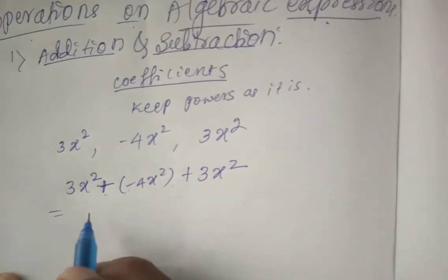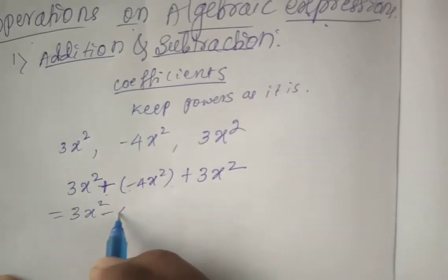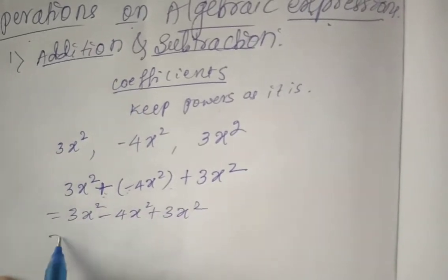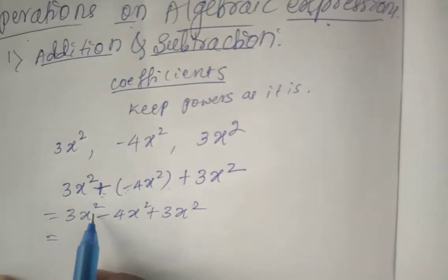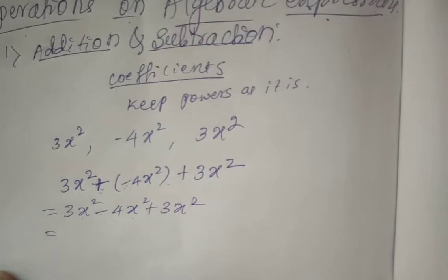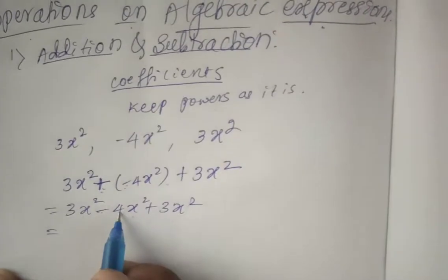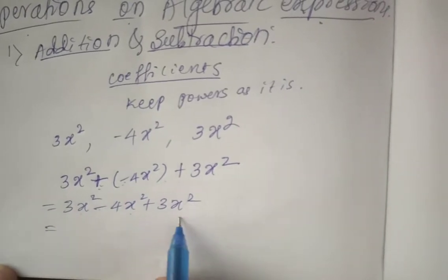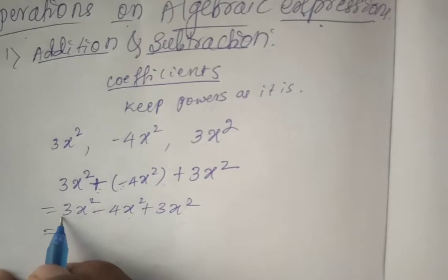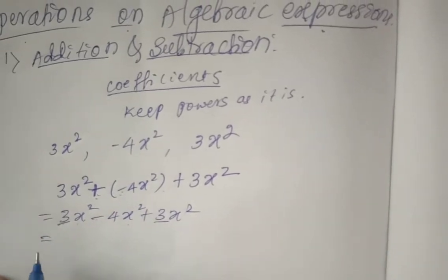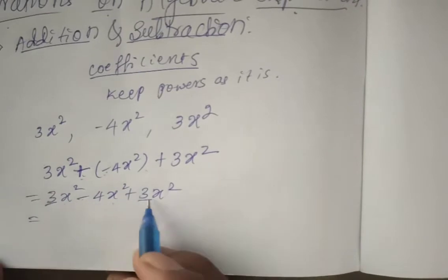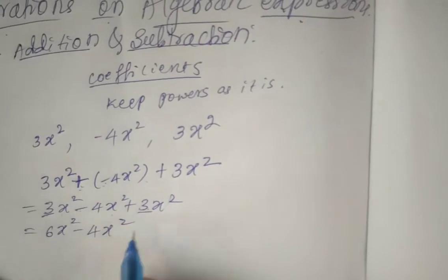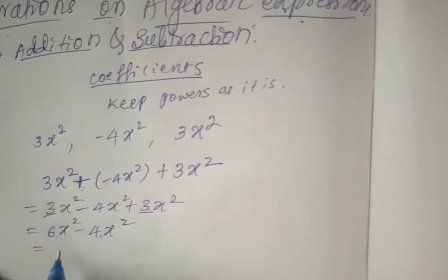We know again BODMAS. First open the bracket. Plus into minus is minus. Then plus 3x square. Now see the terms, all are like terms. Here x square, here x square, here x square. I told you that we don't worry about the coefficient, we just worry about whether the terms are like or unlike. If they are like, then just add the coefficients wherever necessary and subtract wherever the signs are there. Here 3 plus 3, 6x square. Then minus 4x square. Then 6 minus 4, subtraction is there, 2x square.